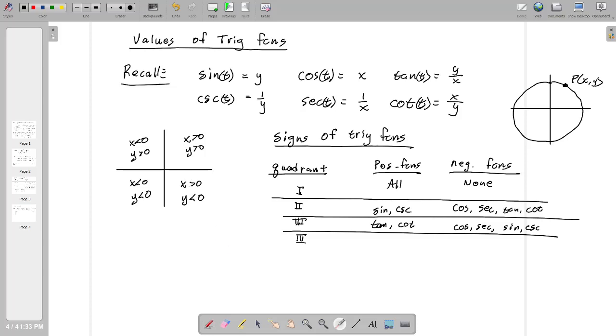And in quadrant 4, x is positive but y is negative. So cosine and secant are positive. And all the other ones are negative, much like quadrant 2. So we get this.